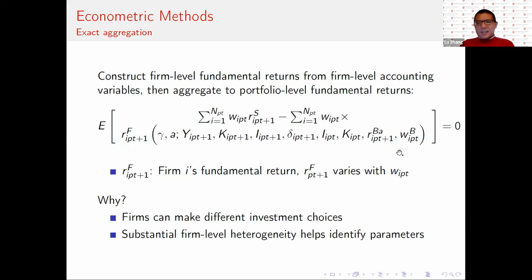In this way, an individual firm is an individual firm. An individual firm can make different investment choices and follow different investment rules. This seems reasonable. And on top of that, empirically substantial firm-level heterogeneity helps identify the structural parameters.